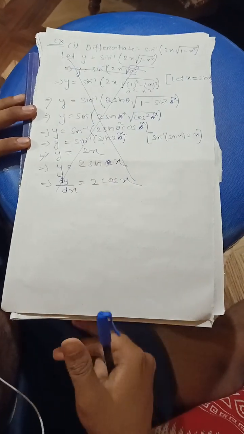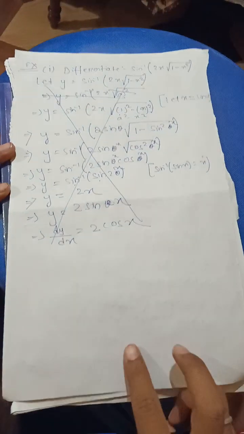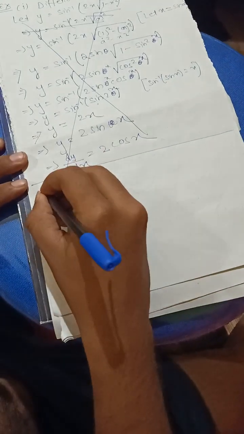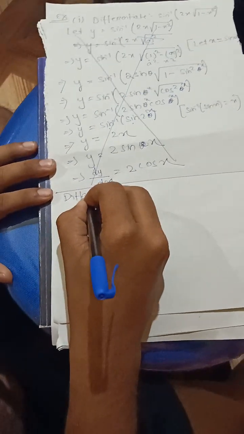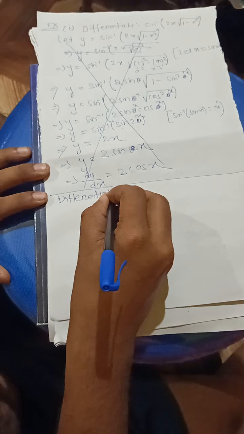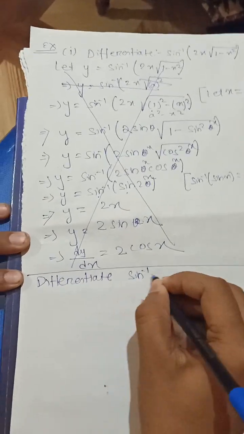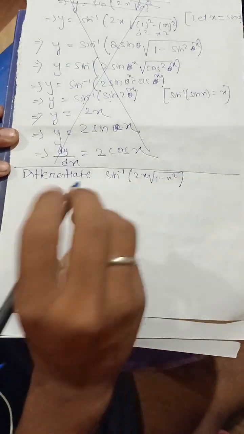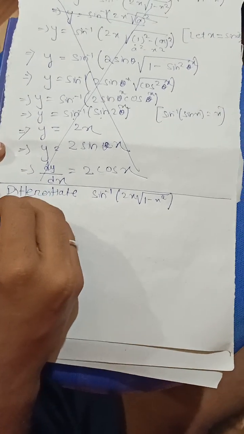One mistake I have done. First you caught this one. Again I am solving. Let's see. The question is: differentiate sine inverse of 2x root 1 minus x square. See clearly and understand clearly first.